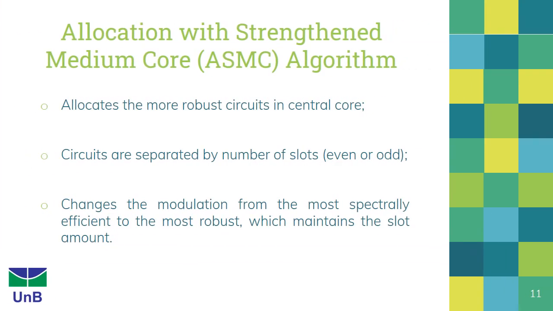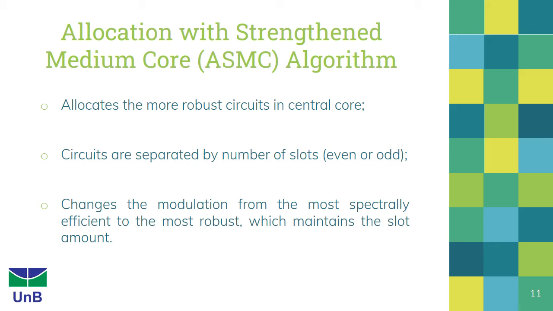So, considering the application of multi-core fibers in elastic optical networks and the crosstalk effect, we propose here an algorithm for resource allocation. Our proposal attempts to establish the circuits with higher tolerance to physical impairments in the central core, since the central core is the core that suffers more impairment.